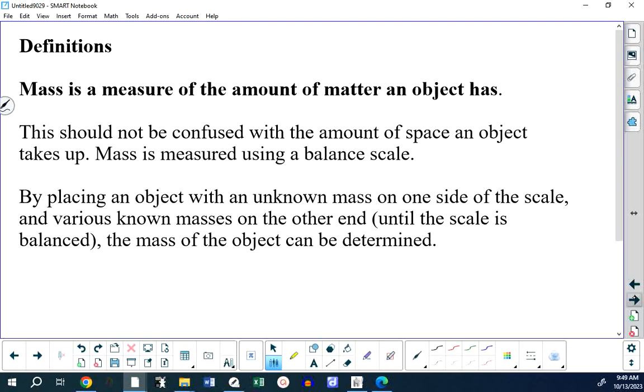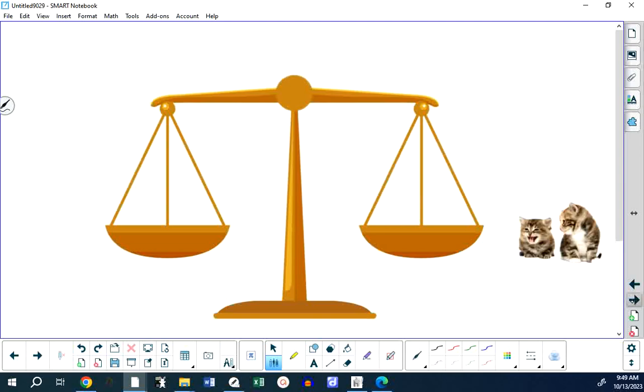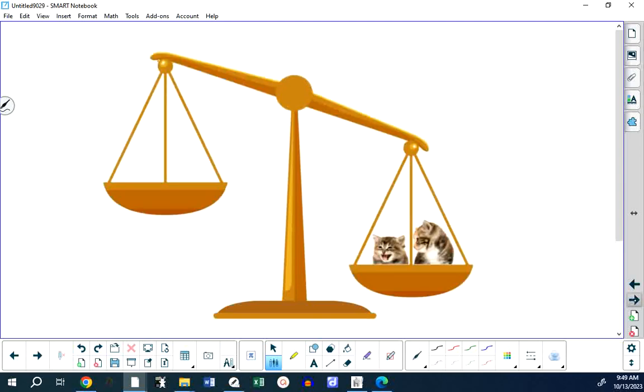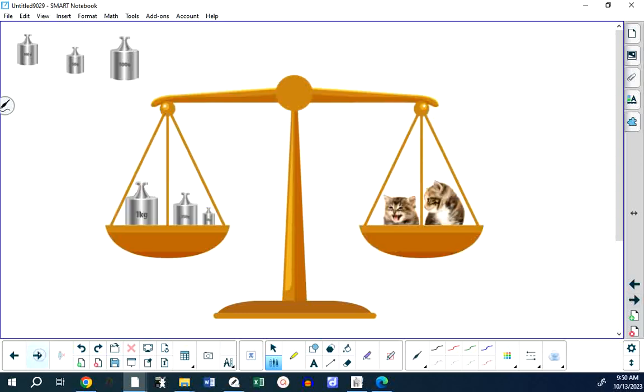And I'm jumping ahead of a visual here, but if I put these kittens in here, it's going to tip, right? So then I walk over and I get all of these masses that are known to me. I have a kilogram mass, I have 500 grams, 250, 10, 50, 100. And I start putting them in, and I discover that things get balanced when I have 1 kilogram and 250 grams and 10 grams. What is that, 1,000, 1,250, 1,260 grams. I know that this is 1,260 grams.